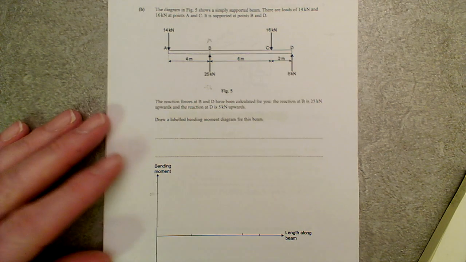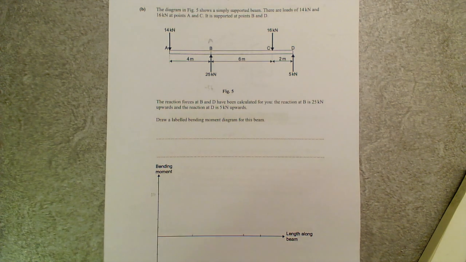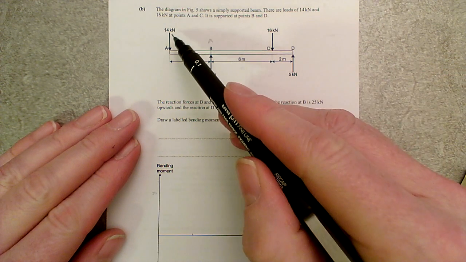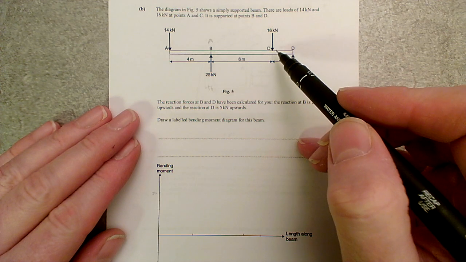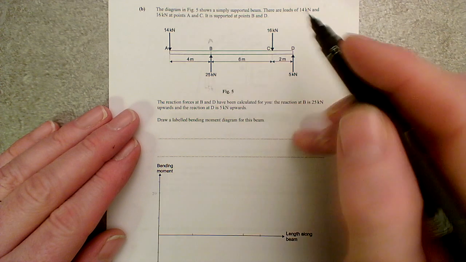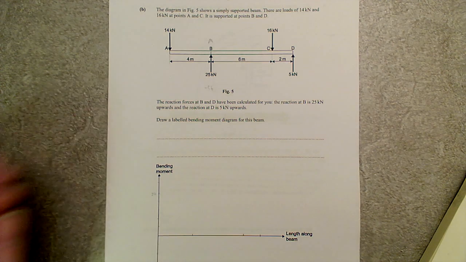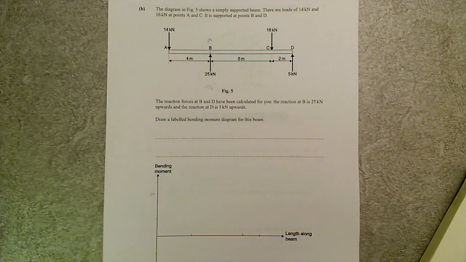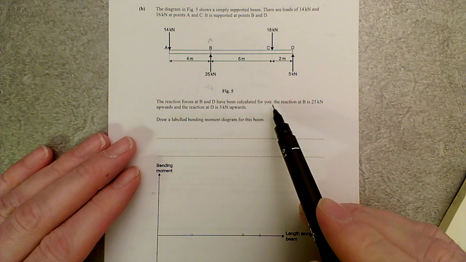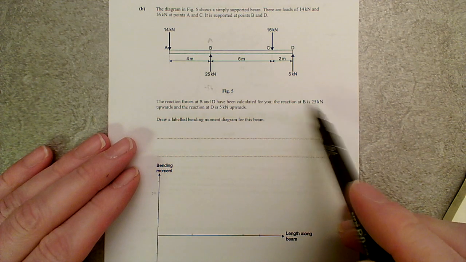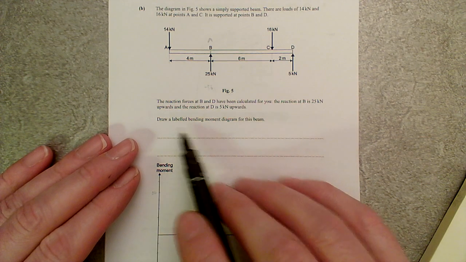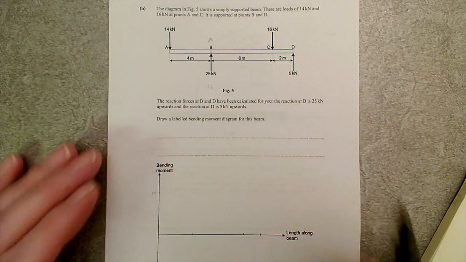So let's have a look at the question. We've got a diagram, figure 5, showing a simply supported beam, and there are loads of 14 kilonewtons and 16 kilonewtons, and it's supported at points B and D with 25 kilonewtons and 5 kilonewtons. The reaction forces at B and D have been calculated for you. The reaction at B is 25 kilonewtons in an upwards direction, and at D is 5 kilonewtons in an upwards direction. It says draw a labelled bending moment diagram for this beam.